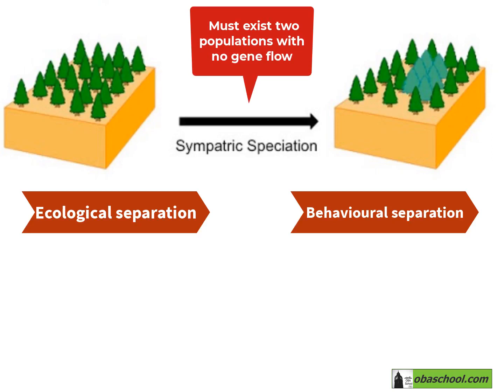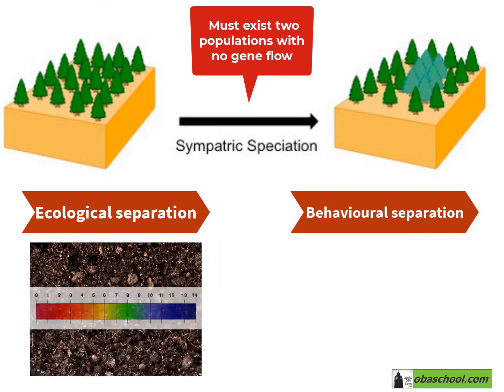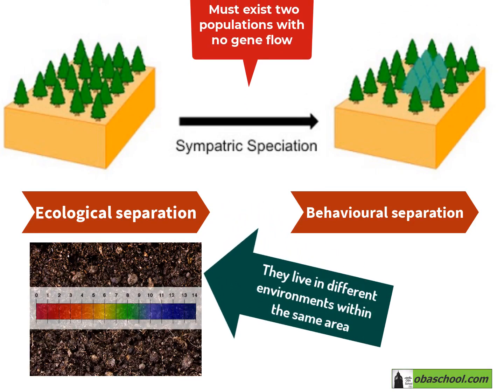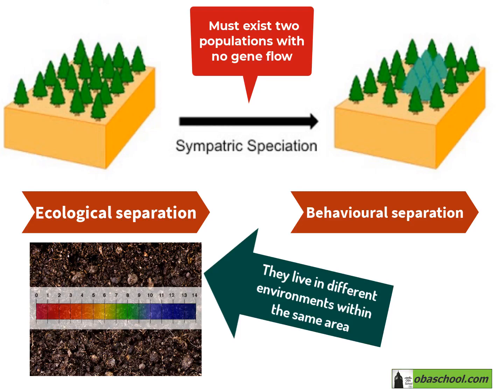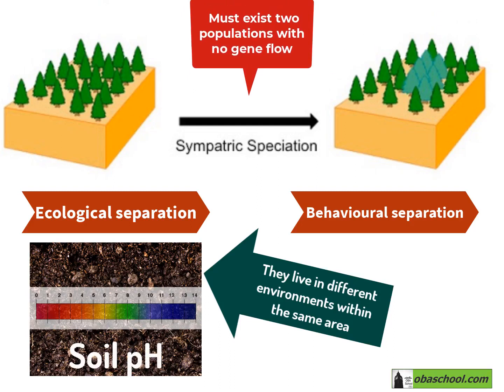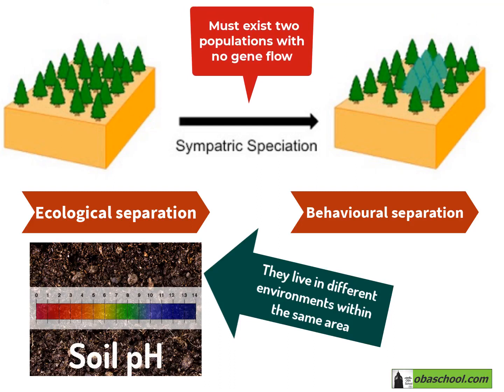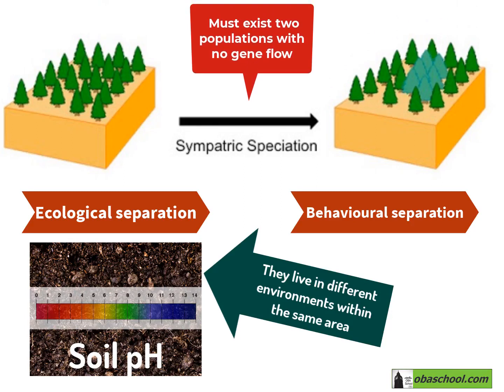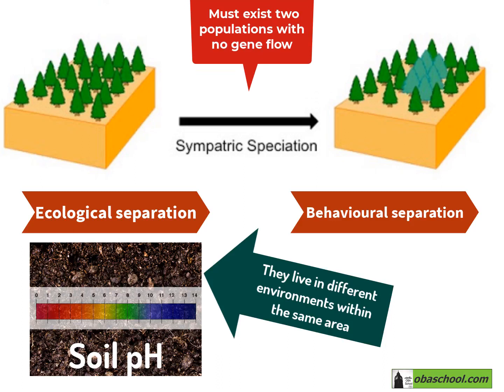In ecological separation, populations are separated because they live in different environments within the same area. For example, soil pH can differ greatly in different areas. So, soil pH has a major effect on plant growth and flowering.